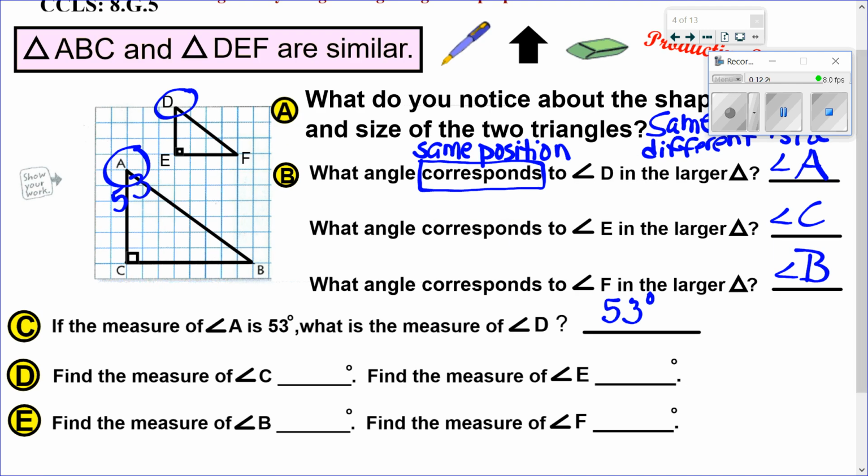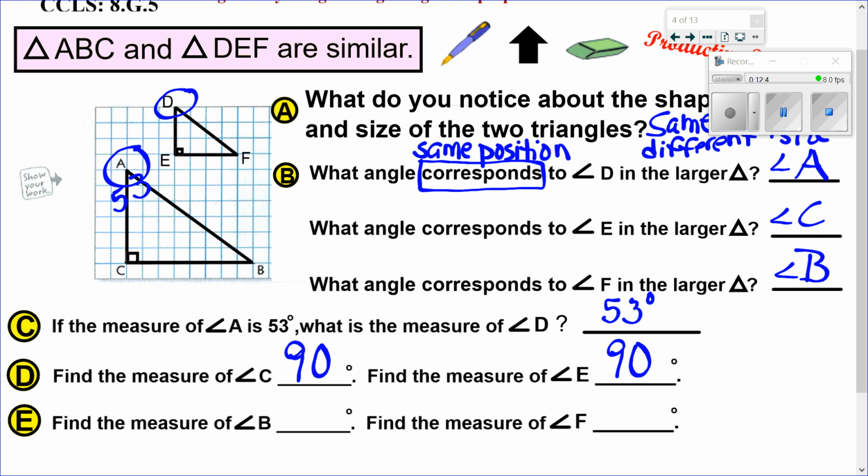And we know that the little box means it's 90 degrees. It's a right angle. So find the measure of angle E. Since it holds the same position, we know it's the same number of degrees. Now our problem is, what is the measure of angle B?